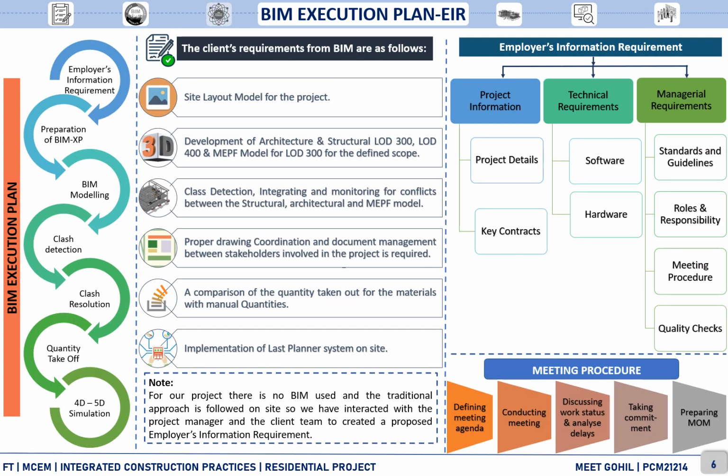BIM execution plan and employer's information requirement. What is a BIM execution plan? A BIM execution plan is a process developed at the initial stage of the project to use BIM throughout the project, which consists of the employer's information requirement. Then comes the creation of the BIM execution plan, which leads to BIM modeling, clash detection, clash resolution, quantity takeoff, and 4D 5D simulation. For our project, there is no BIM used on site and the traditional approach is followed on site.